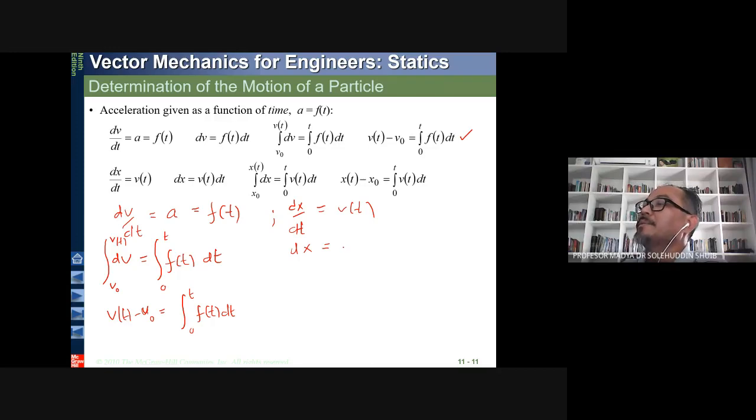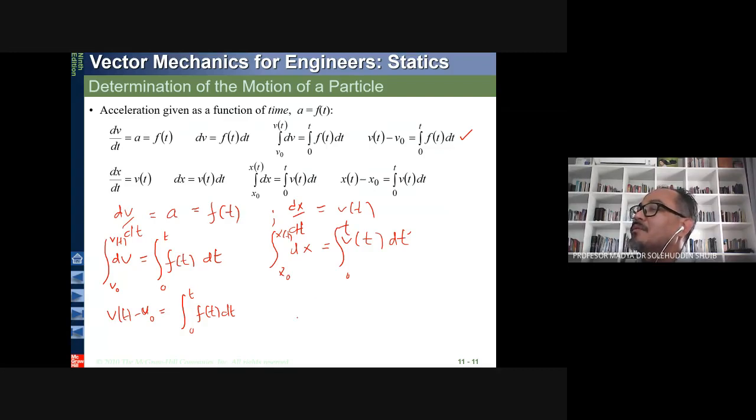Okay. So I have vt. And then dt. Again, we do the same thing. We integrate both sides. We do the integration for both sides. This is dx, so we start from initial x to xt. And then for the velocity, since this is time, start from 0 to time.